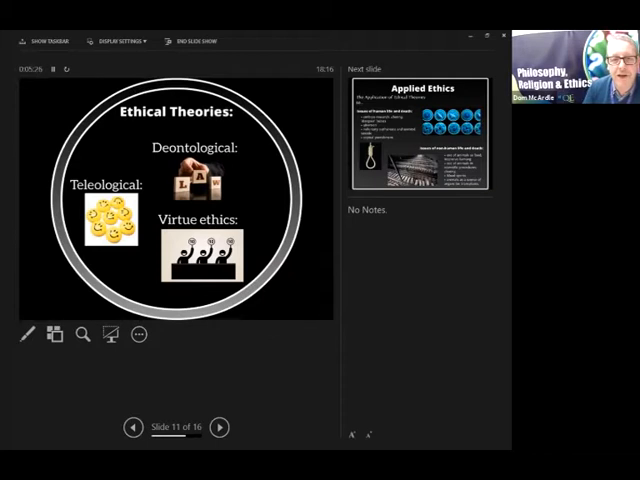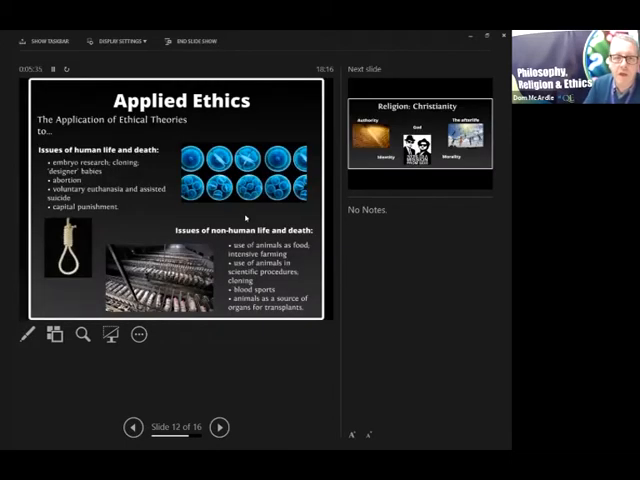So our goal should be to improve our personal character, because good people will make good moral decisions. And then, like I said, what we do is we apply these to particular ethical issues. So it's broadly defined as issues of human life and death and issues of non-human life and death. You can look at some of the issues that we'll be looking at and applying moral theories to. You will be asking yourself, can these different moral approaches solve these particular problems?